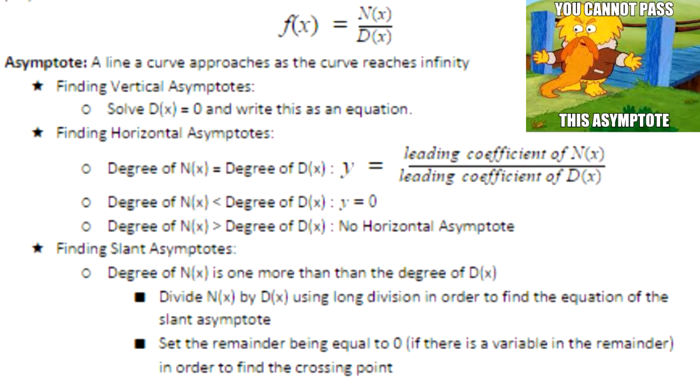When the degree of the numerator is 1 more than the degree of the denominator, there is a slant asymptote. To find the slant asymptote, you divide the numerator by the denominator using long division. The quotient without the remainder is the equation of the slant asymptote. To find the crossing point between the slant asymptote and the graph, you set the remainder to 0 in order to find the x-coordinate of the crossing point. You then take that x-coordinate and substitute it into the original function to find the y-coordinate of the crossing point, and then you have the ordered pair of the crossing point.